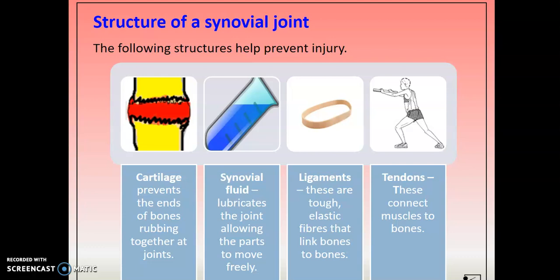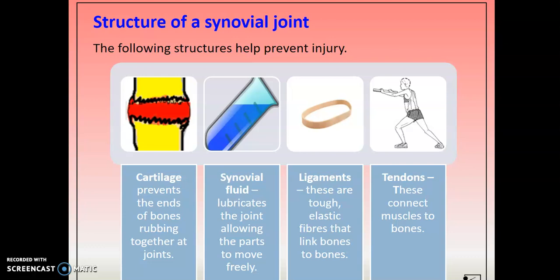And then the last thing we're going to look at is ligaments and tendons. So these are really, really important. Ligaments link bones together. So where the joint is and where you've got two bones coming together, you need to have a ligament that holds them in place. It keeps that joint really, really stable and is going to reduce your risk of injuries like dislocation.